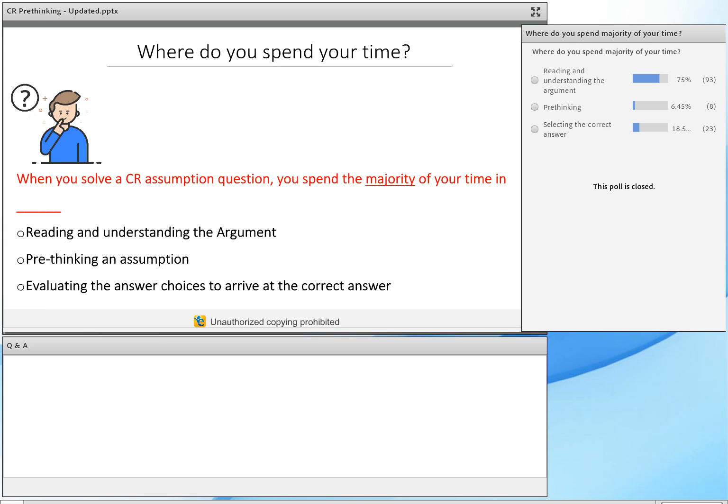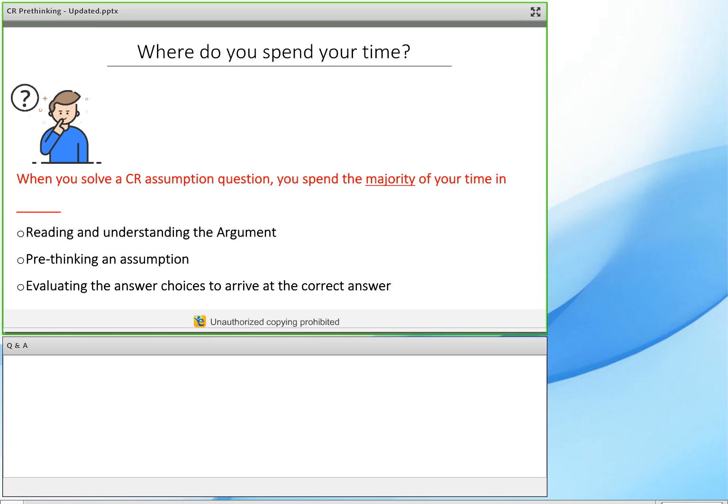Broadcast the results. 75% of you say that it's in reading and understanding the argument. That's where it should be. That's really good. For those of you who are selecting the other answers, you either are solving uber difficult questions or you're not following the approach closely. But essentially, for those of you who do follow the pre-thinking approach, reading and understanding the argument is where you should be spending a majority of the time.